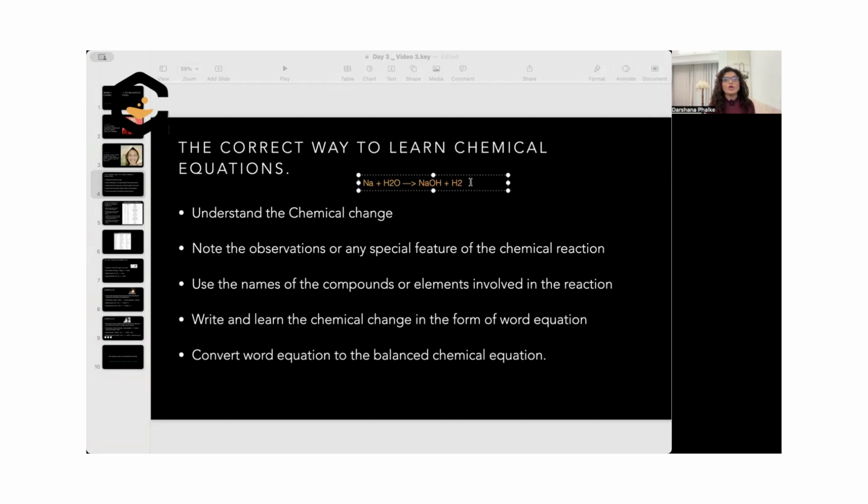And let us say if we want to balance this equation, balancing, you know, odd even rules of hydrogens, I'm balancing first by making this 2, sodium 2 and water 2. You know the steps of balancing, so I'm not going to explain balancing here.